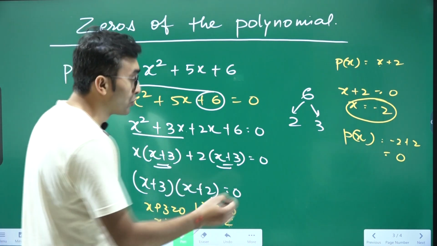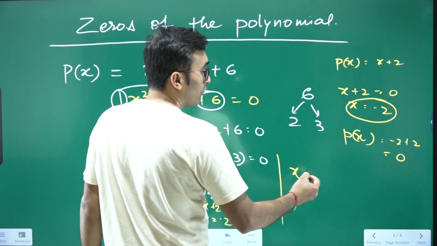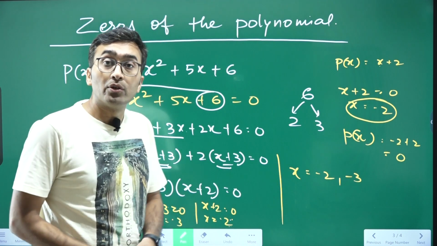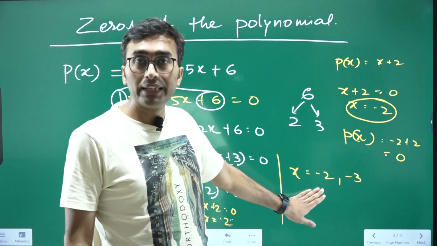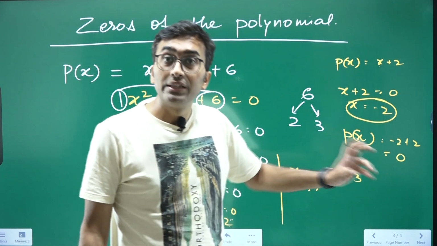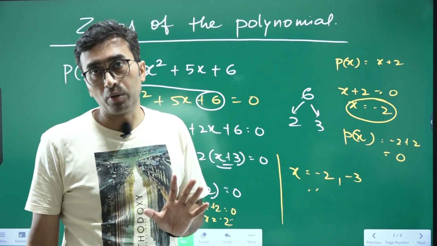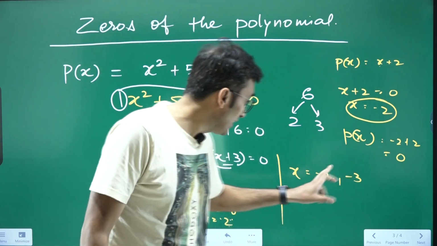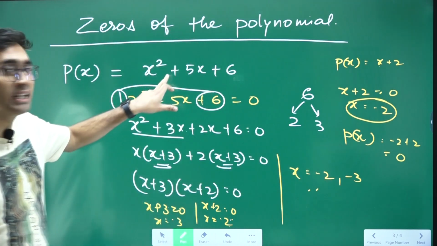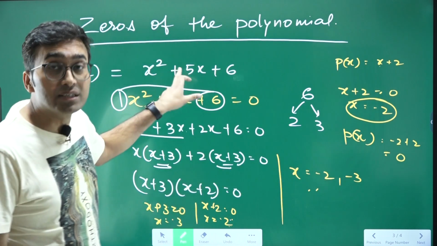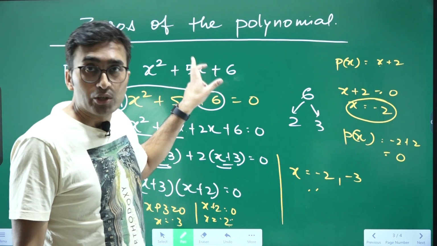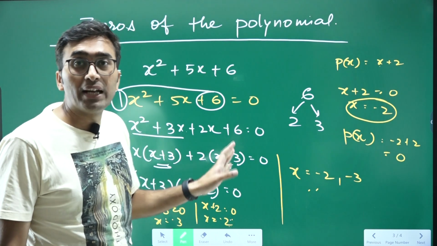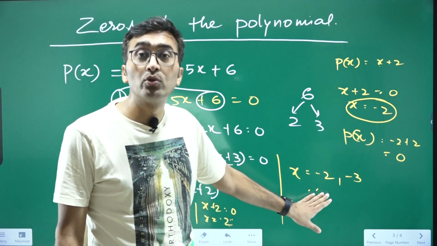Now you have the two values here. The first value of x is negative 2, the other value is negative 3. The values of x we got, negative 2 and negative 3, are called the zeros of the polynomial. Why do we call them zeros of the polynomial? Because if I substitute this minus 2 in the main equation, it turns out to be 0. So this minus 2 makes the whole equation 0, and that's why we call these the zeros of the polynomial.